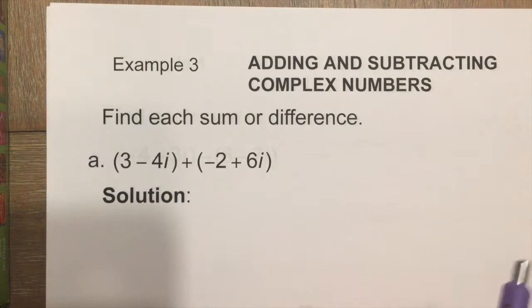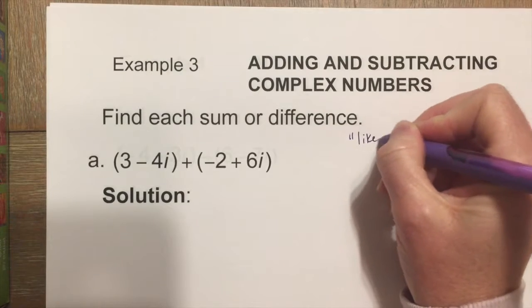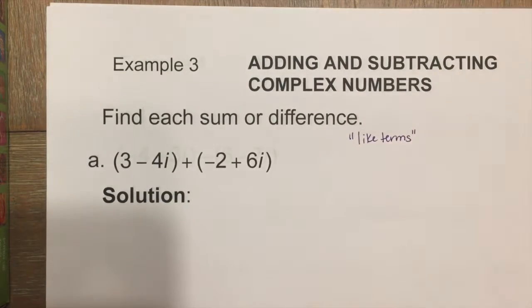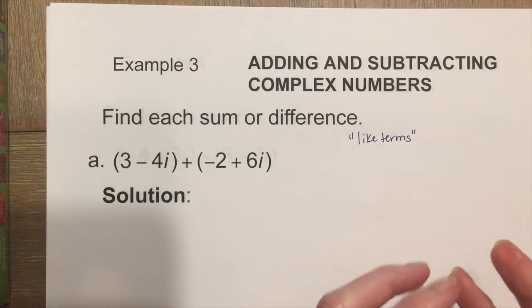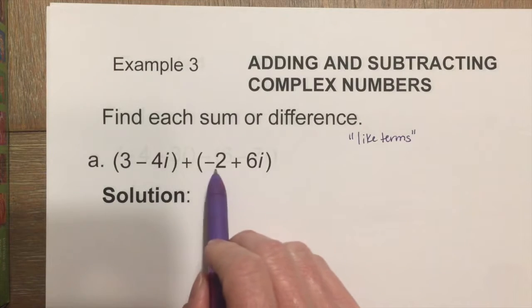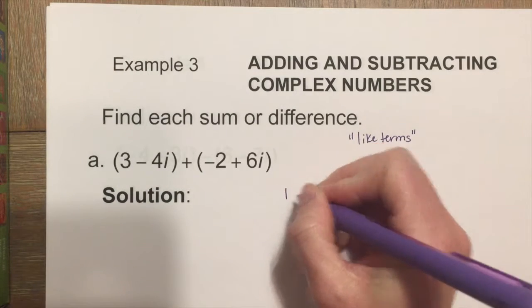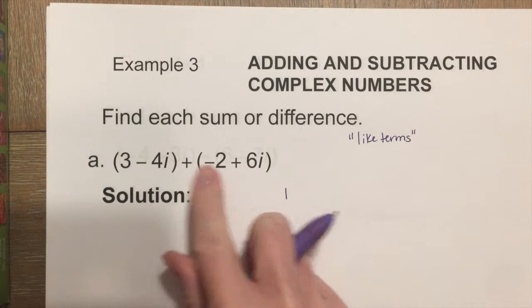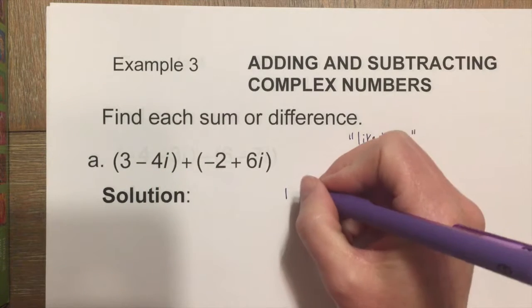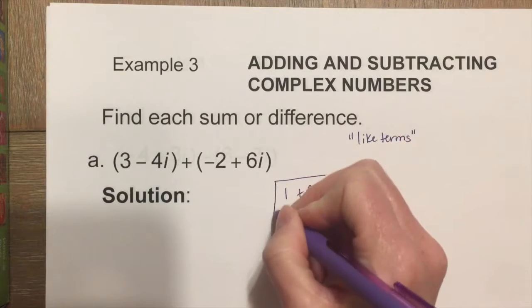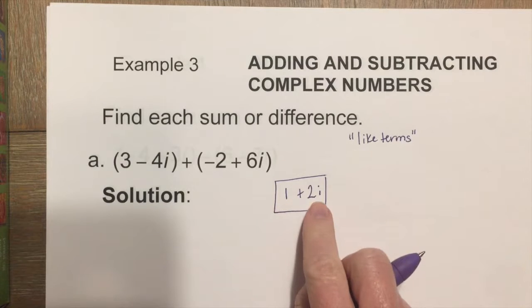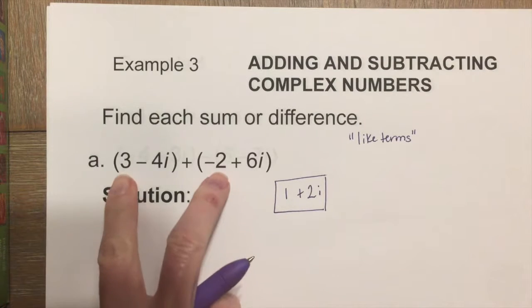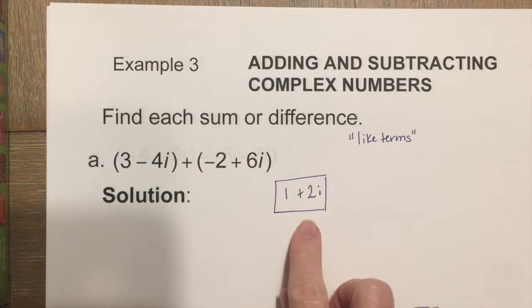So to add these, you simply add like terms. If you want to think about it that way, I put it in parentheses because really I'm adding my real numbers and I'm adding my imaginary numbers. So in this case, I would add my 3 plus negative 2. That would give me a 1. And then I would add my negative 4i plus my 6i, and that would give me 2i. My answer would be a complex number where I would write the real part first and the imaginary part second. I would add my real parts and add my imaginary parts to get my final answer of 1 plus 2i.